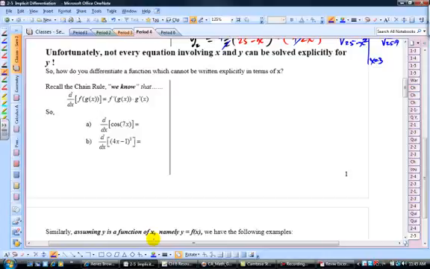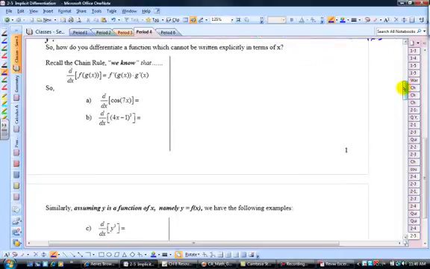Okay, so I made a little point here. Unfortunately, not every function or every equation involving x and y can be solved explicitly. And what does that mean again? In terms of y, x is not isolated. Yeah, y in terms of x, okay? So the question is, how do we differentiate it? So let's rely upon what we know about what's called the chain rule.